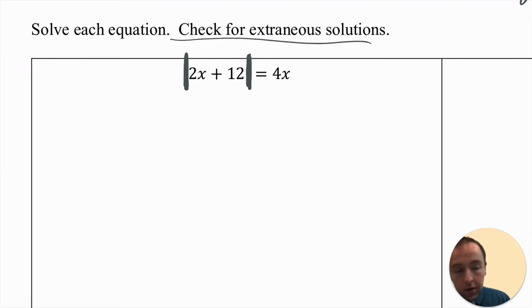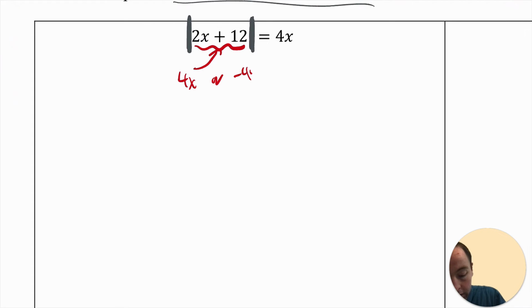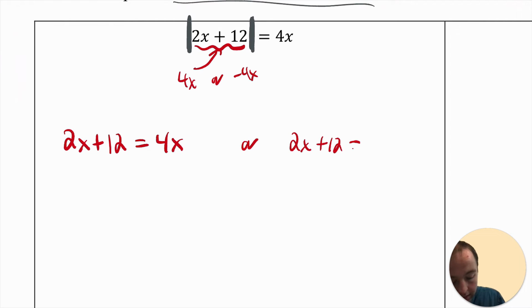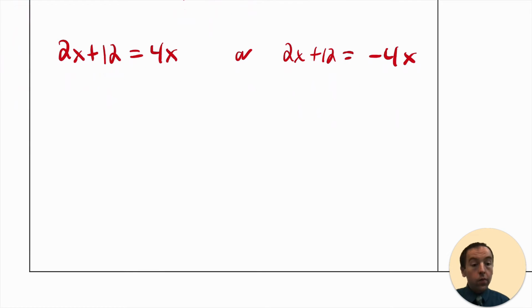So with this particular equation, note that the absolute value quantity is isolated. This is the only thing we have on that side of the equation. It's equal to 4x. So what that means is that this 2x plus 12 needs to be worth 4x or the opposite of 4x, and the opposite of 4x is -4x. So we're going to set up two different equations here, one of which says that 2x plus 12 needs to be worth the 4x, or the 2x plus 12 is going to be worth the opposite, which is -4x. Then we'll go through the steps to solve both of these equations, but then we're going to have to check our answers to see if there are any extraneous solutions.